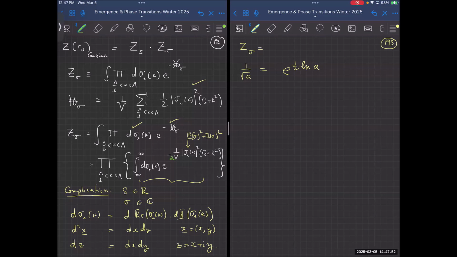So that means that Z sigma is then e to the 1/2 the sum over lambda over L is less than k is less than lambda of the logarithm of 2 pi v over r naught plus k squared. So that's what I have in my notes. Now, it's not impossible that I've missed a factor of 2 and there's a typo in my book. I've got a vague memory of that. So if that's the case, you need to check that, but it's morally the same as that. Okay, so it's something like that.